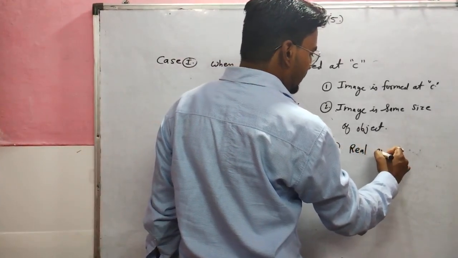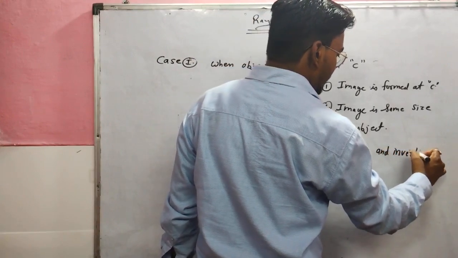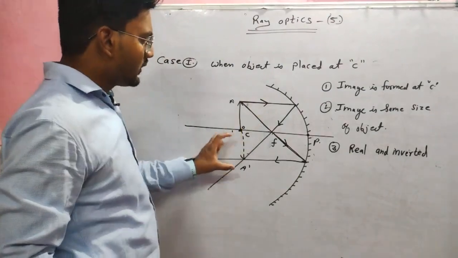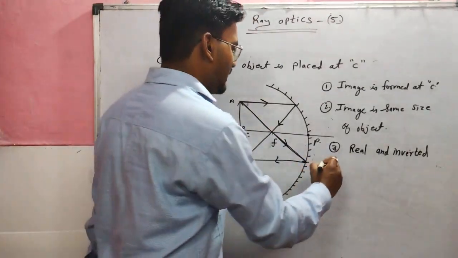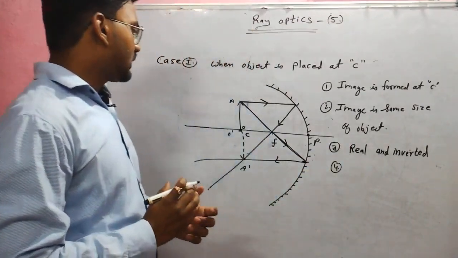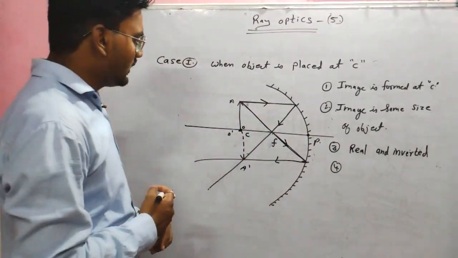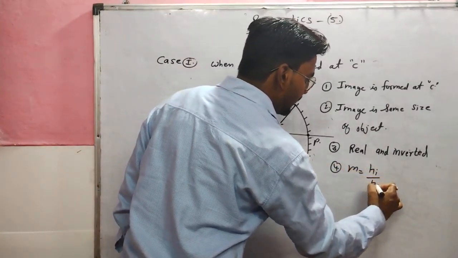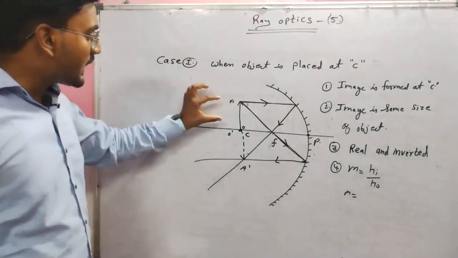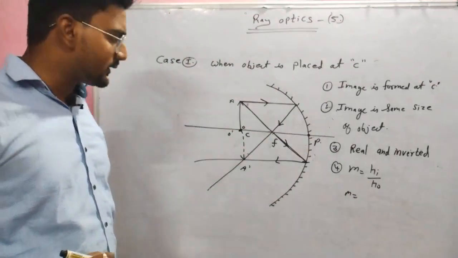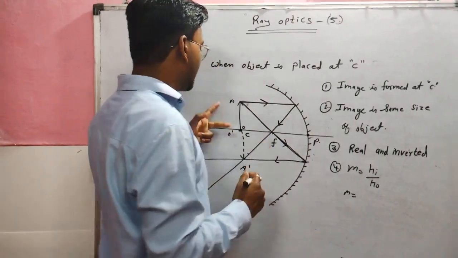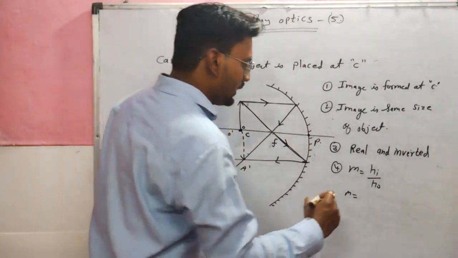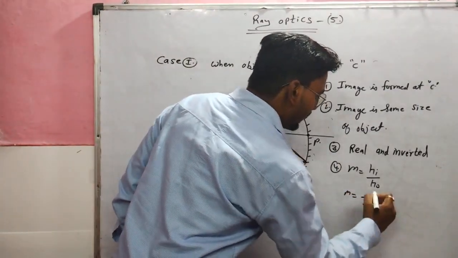and we know that a real image is always inverted, and we can see that here our object and image are formed inverted. That's why we said that the image formed is real and inverted. And the fourth and most important point is our magnification, and magnification formula is height of image and height of object. Here we say that the size of object and size of image are the same. Suppose we take the object of 4 centimeter and image is also formed 4 centimeter, then minus of 4 and 4.